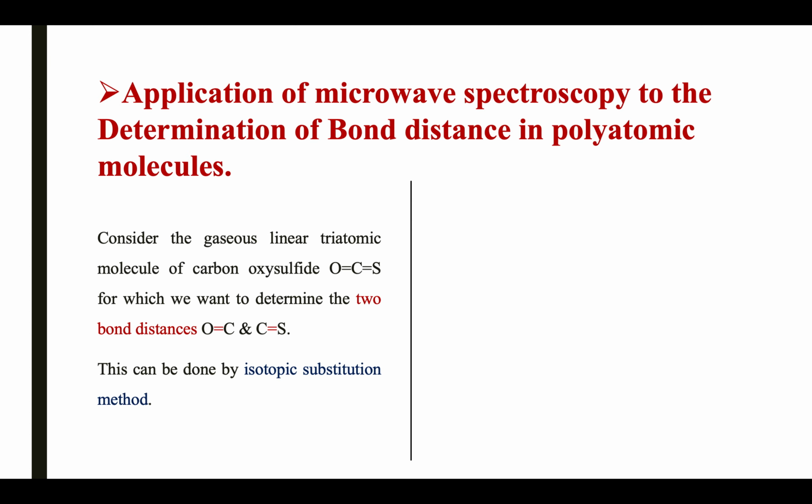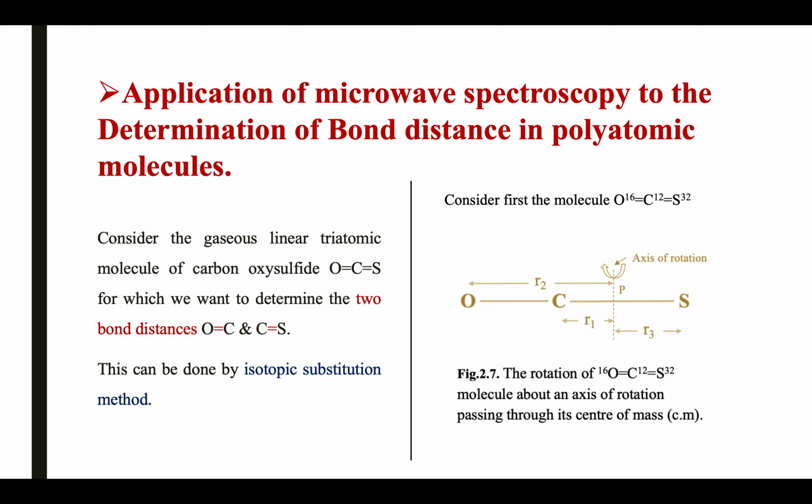In this molecule we are going to substitute isotopic atoms. The first molecule is oxygen 16, carbon 12 and sulfur 32. These are the three most abundant isotopes of the respective elements: oxygen, carbon and sulfur.